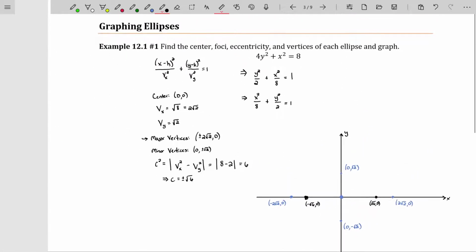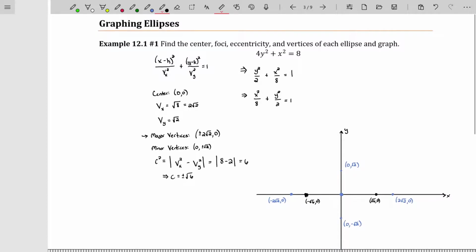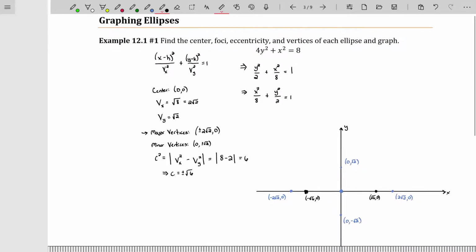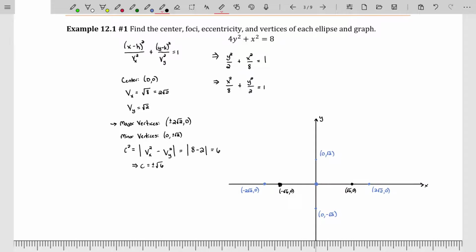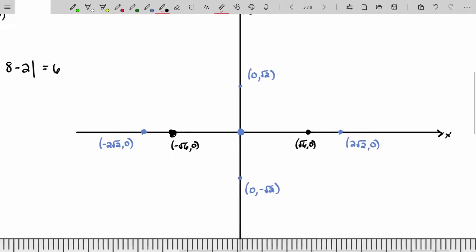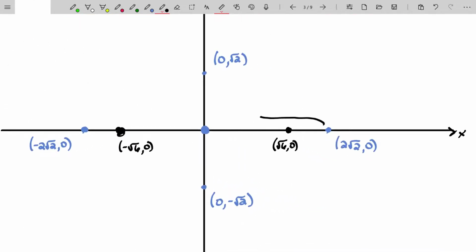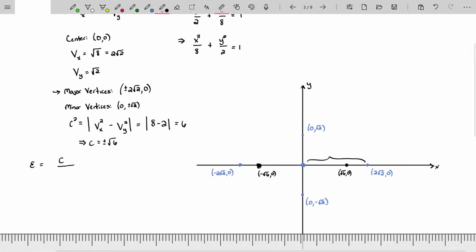Let's see what else we need here. Find the center, did that. Find the foci, did that. The vertices, did that. The eccentricity. The eccentricity is going to be, let me write this here, the ratio of c to the distance of the semi-major axis. And when I say distance of the semi-major axis, it really just means what is the larger of v sub x or v sub y. In other words, take a look at the denominators in your ellipse here. The larger of them, you'll take the square root of, and that will be the denominator of this.